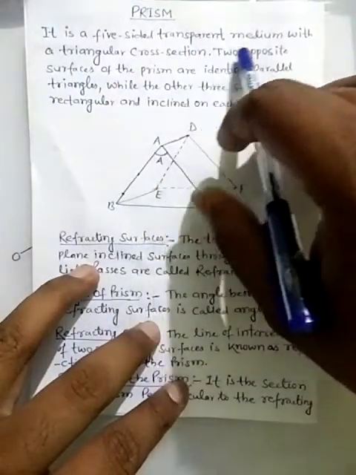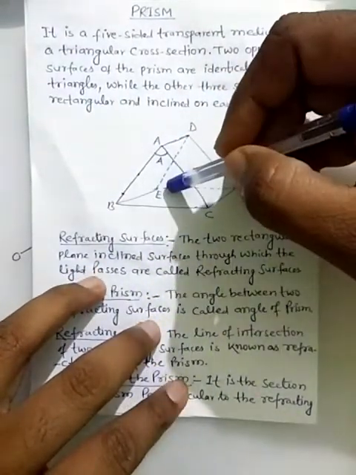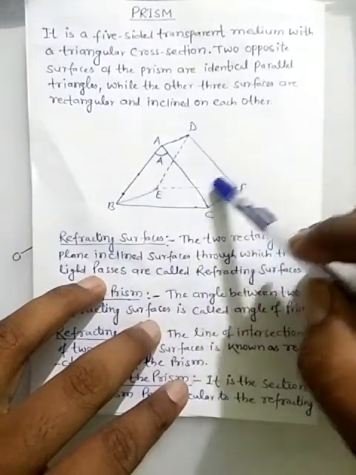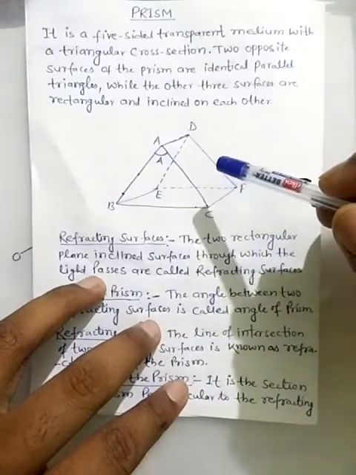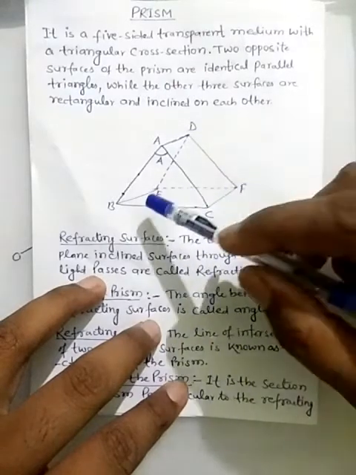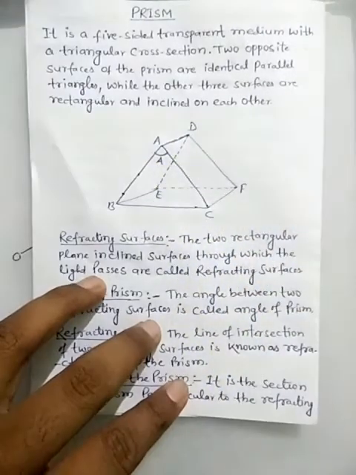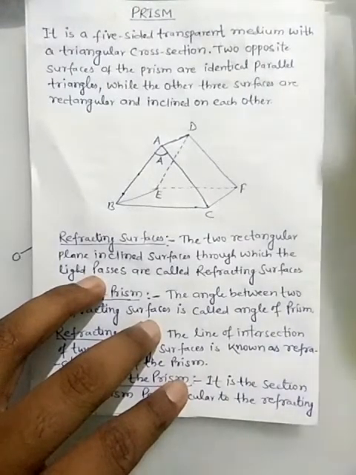A prism is a five-sided transparent medium with a triangular cross-section. This is the diagram of a prism in which ABC and DEF are the two triangular surfaces, and the three other surfaces are rectangular: ADCF, BECF and BEDA. These three surfaces are rectangular and two surfaces are triangular. The triangular surfaces are parallel to each other and the three rectangular surfaces are inclined to each other.